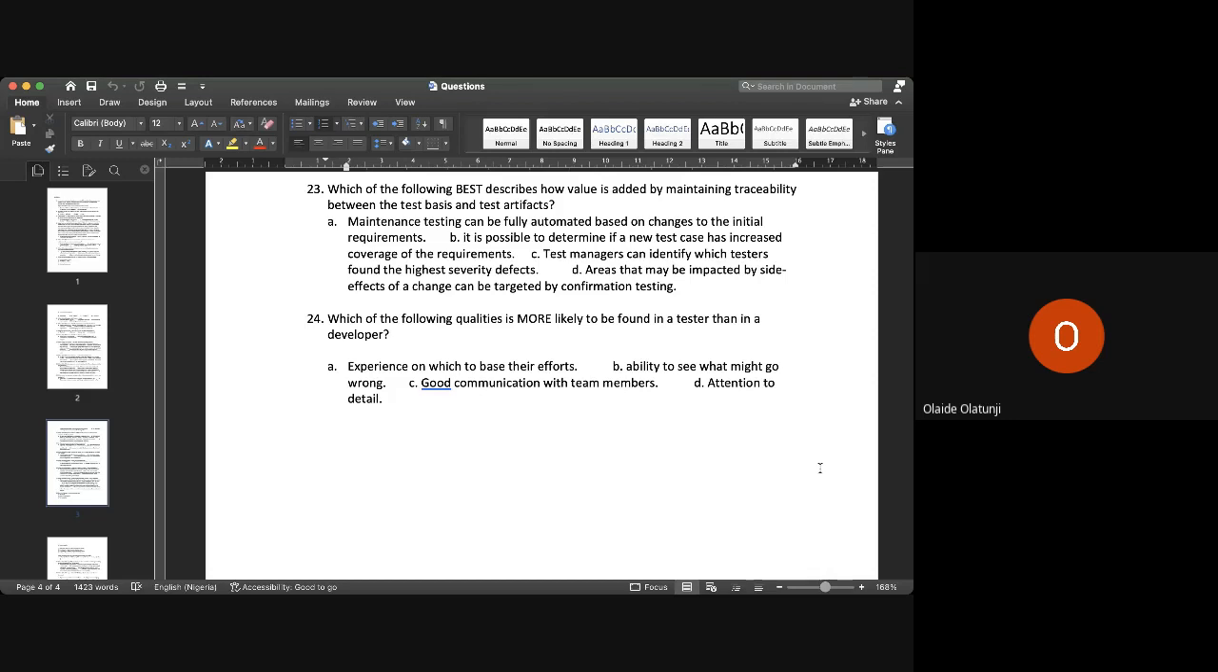I never said B is not the answer. Okay, how is it possible to determine if a new test case has increased coverage of the requirements? B is the answer. But we're talking about coverage here. Next one. Which of the following qualities is more likely to be found in a tester than in a developer?